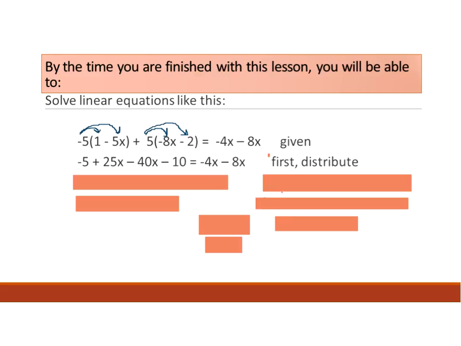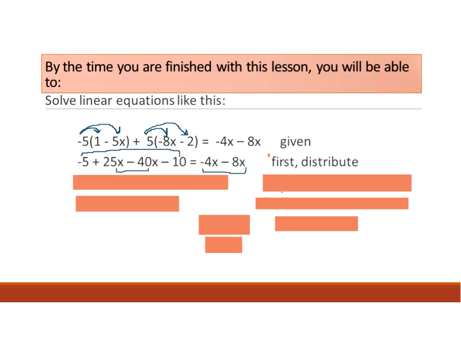Now we can combine like terms. I have a negative 5 and a negative 10. We'll just put those together. I have a 25x and a minus 40x. And I have a minus 4x and a minus 8x. Those are three groups of like terms.